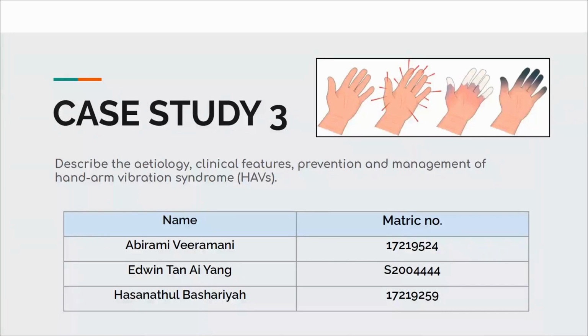Good morning to Prof. Victor and also dear classmates. So we are going to present about case study 3, on the etiology, clinical features, prevention and management of hand-arm vibration syndrome, also known as HAVS. My team members would be myself, Abirami, then Edwin, and also Hasana. There are 3 of us.